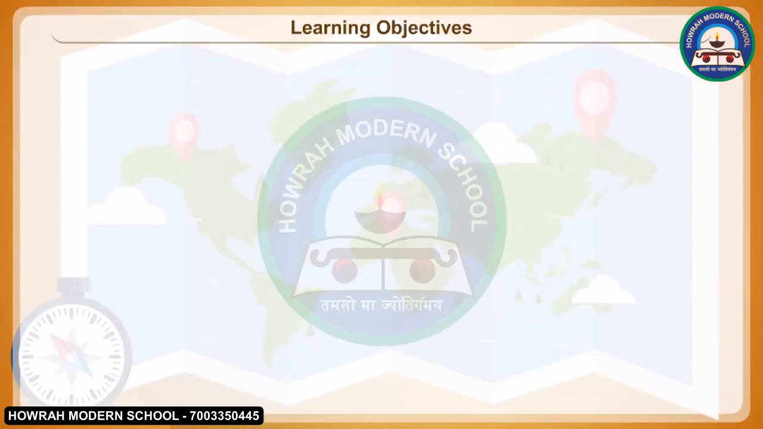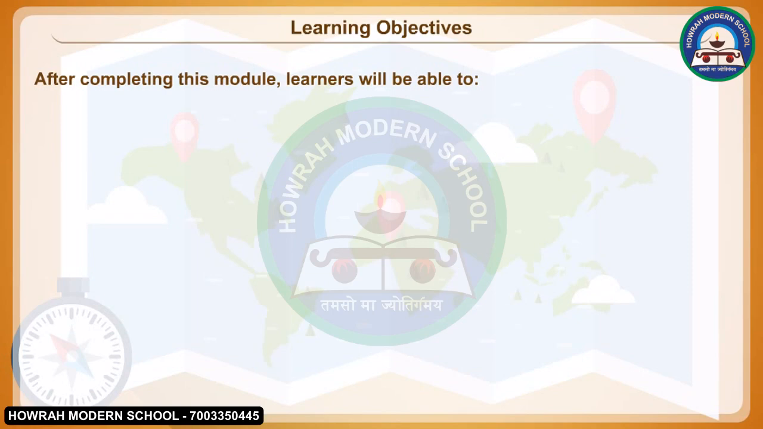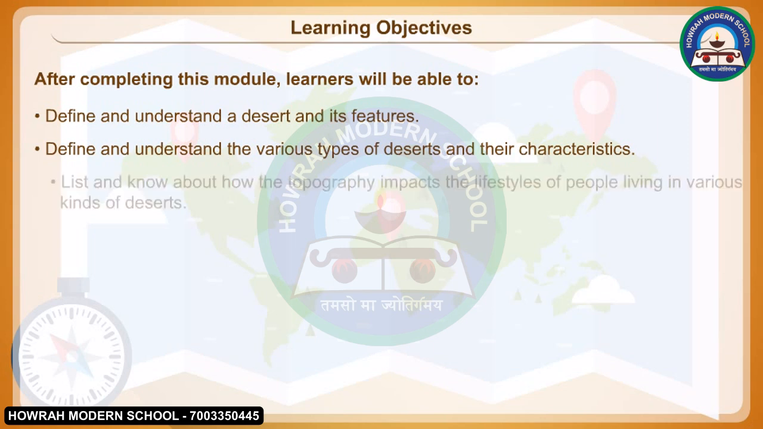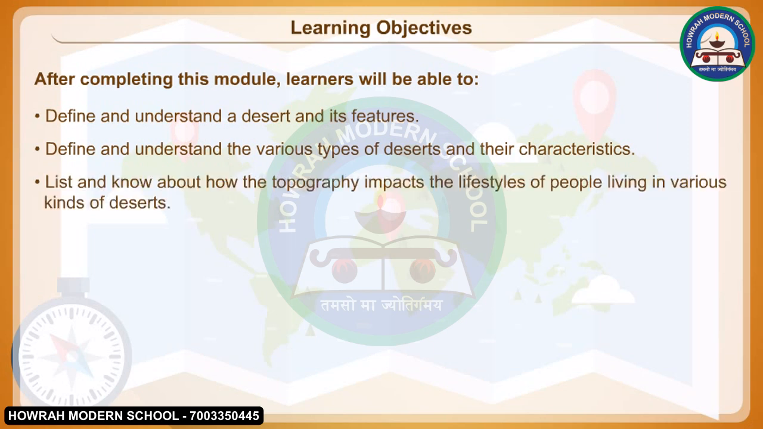Learning objectives. After completing this module, learners will be able to define and understand a desert and its features, define and understand the various types of deserts and their characteristics, and list and know about how the topography impacts the lifestyles of people living in various kinds of deserts.